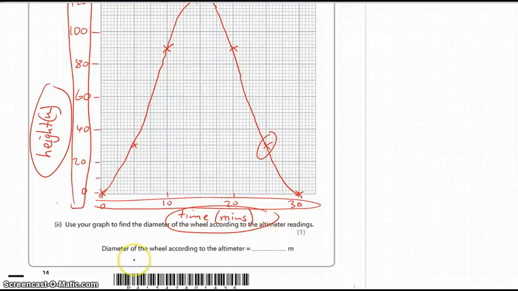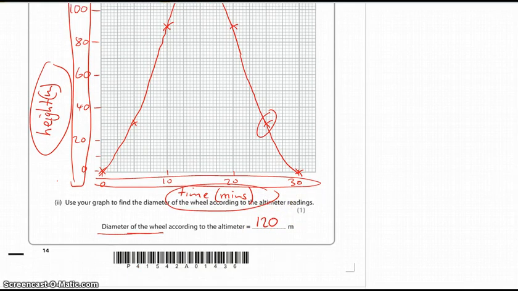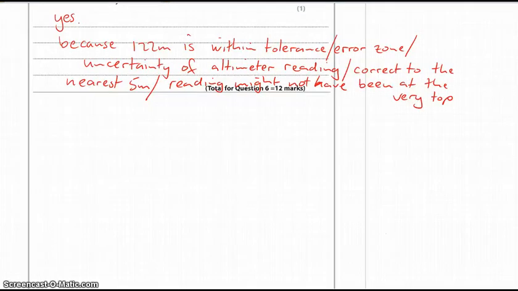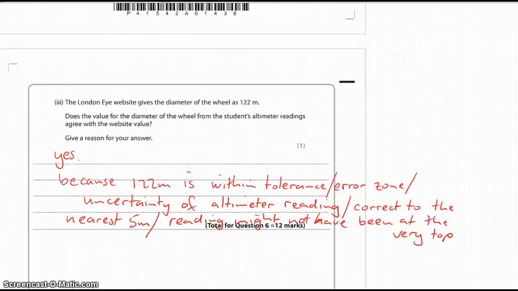Okay, the diameter of the wheel is the maximum you see on your graph, which is 120 meters. So from your graph you've found that the estimated height is 120 meters, and is this consistent with the diameter of the London Eye?